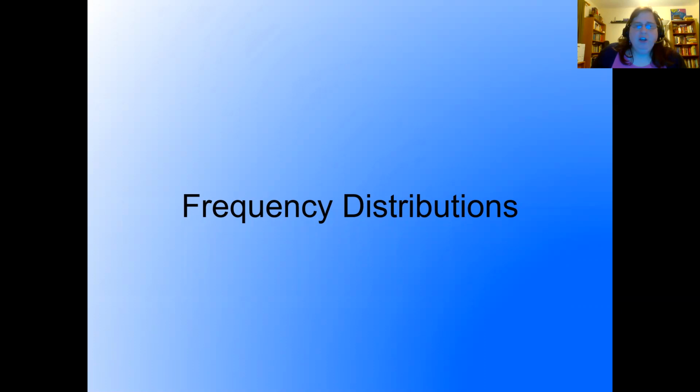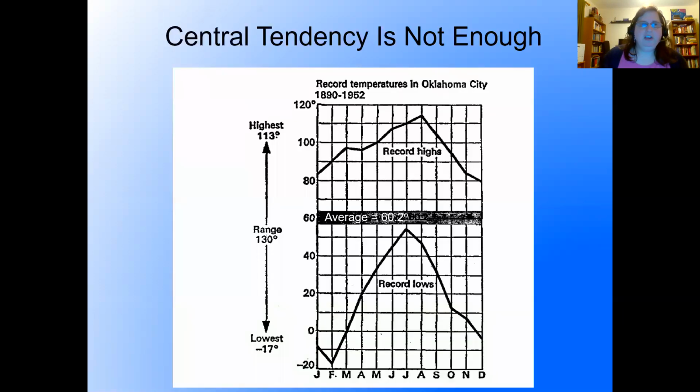So we were talking before about central tendency, the mean, the median, the mode, those sorts of things. Well, today we're going to talk about frequency distributions because we want to understand not just the center of a distribution, but how things are laid out, how they're spread out, how they're distributed. Okay. So here is an example of why central tendency may not be enough.